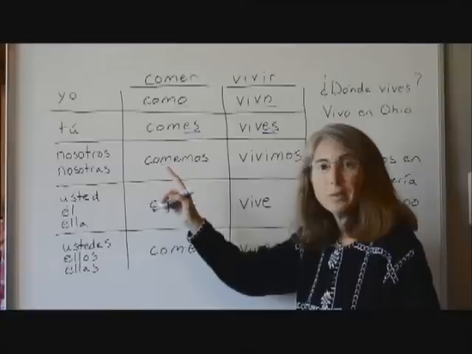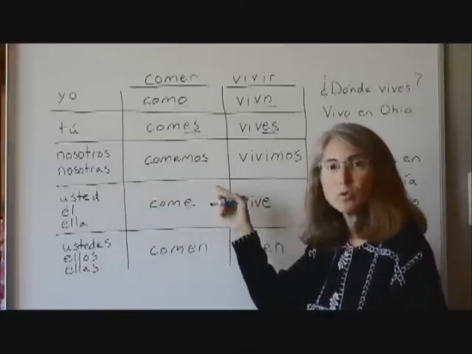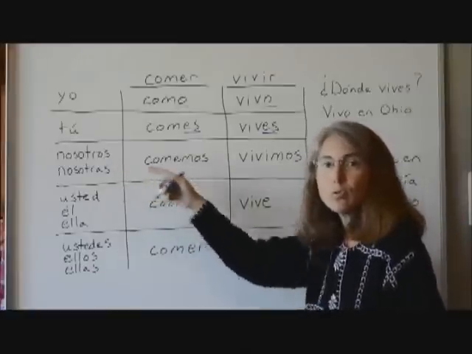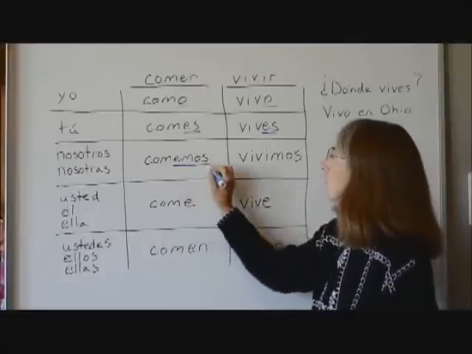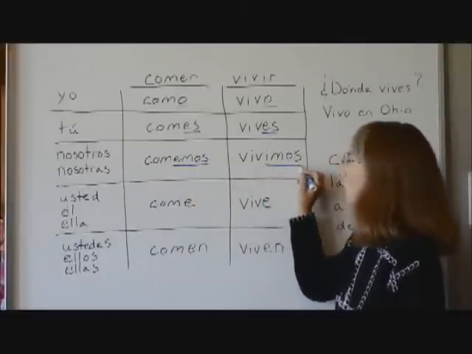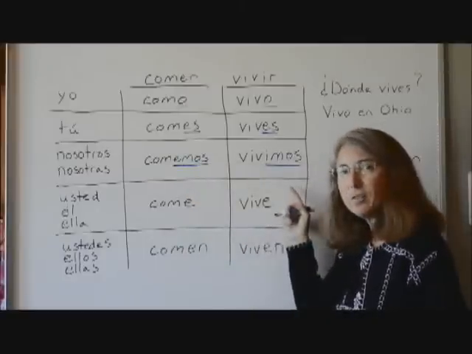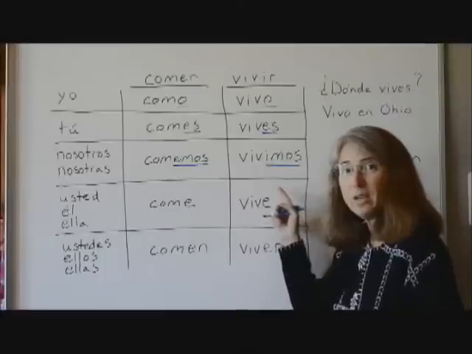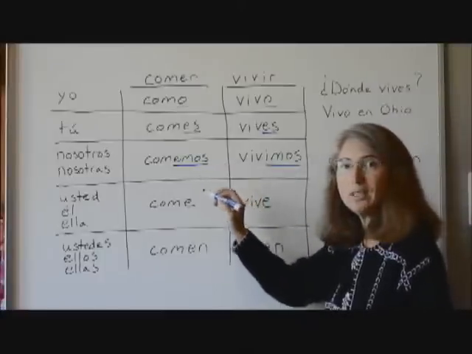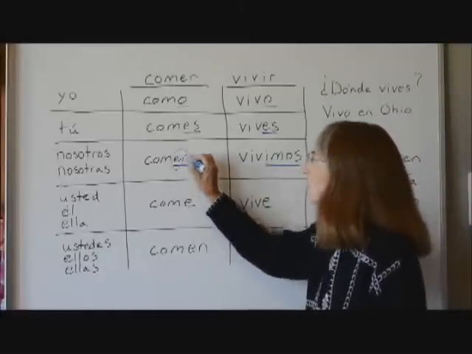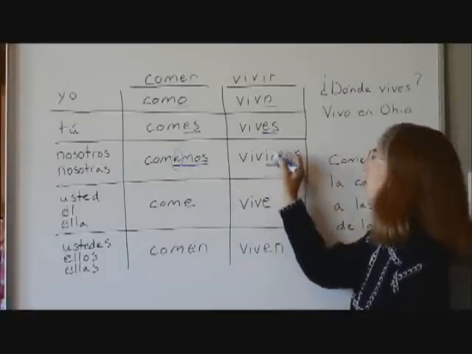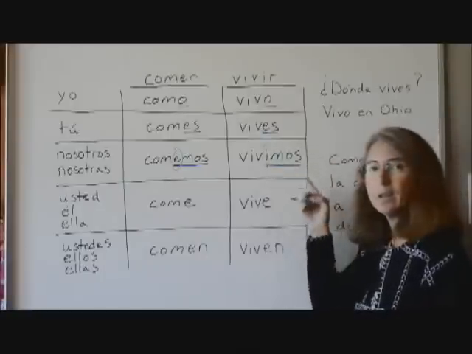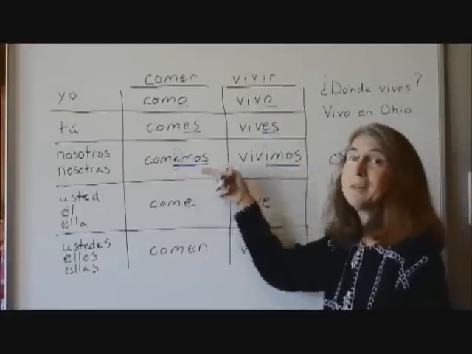Nosotros has a different spelling. Nosotros comemos. Nosotros vivimos. So the ending that's added onto the verb stem is slightly different for ER and IR verbs. For the ER verbs, it's EMOS, with an E. For IR verbs, it's IMOS. The letter I. Comemos, vivimos.